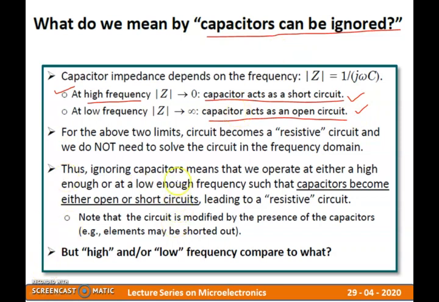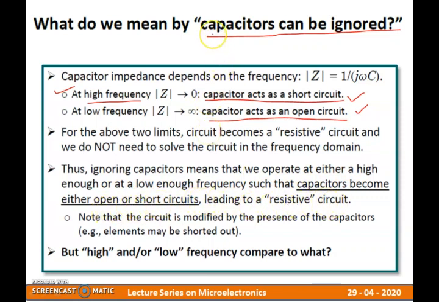Now, for the above two limits, the circuit becomes a resistive circuit. That's what I was telling, and we do not need to solve the circuit in the frequency domain. Whenever I apply these two conditions, my capacitor behaves either as an open circuit, which is offering a huge resistance, or as a short circuit, which means it is offering no resistance. So under these two scenarios, my capacitor will be behaving as a resistive circuit. Now, when I say ignoring the capacitor, it only means that we operate either at high enough or at low enough frequency such that the capacitor becomes either an open or a short circuit, leading to a resistive circuit.